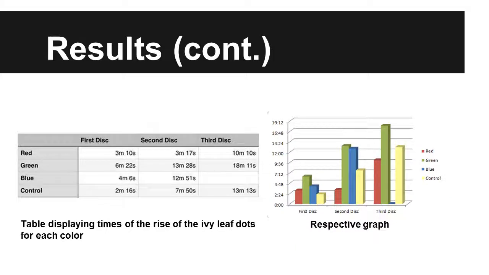This is a table and the graph of our results. For the table, the 3M10S, for example, represents 3 minutes 10 seconds, and all those times refer to how long each disk took to rise to the surface. For the graph, the y-axis is the times. For example, 1912 is the same as 19 minutes 12 seconds, and the horizontal axis displays the 3 disks that rose to the surface first.